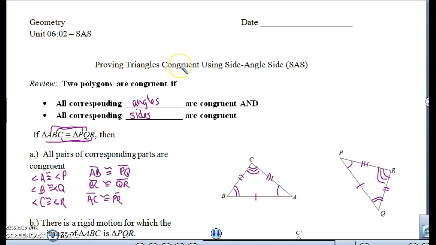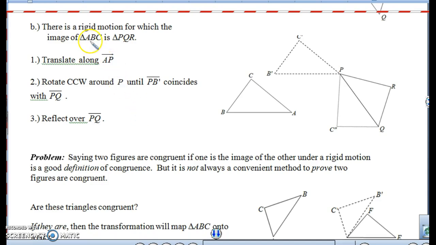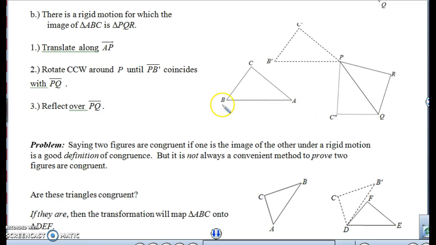Now, we can also prove this using rigid motion. If there is a rigid motion for which the image of ABC is PQR, then the triangles are congruent. Now, what that means, remember with transformations and a rigid motion, is that all of the sizes and shapes are preserved, okay? Because distance and angle measure are preserved when we have rigid motions. Okay, so using reflections, rotations, and translations, we want to get ABC to line up perfectly with PQR.